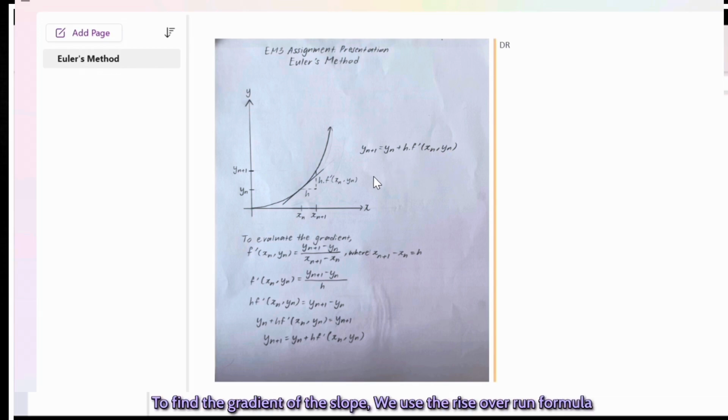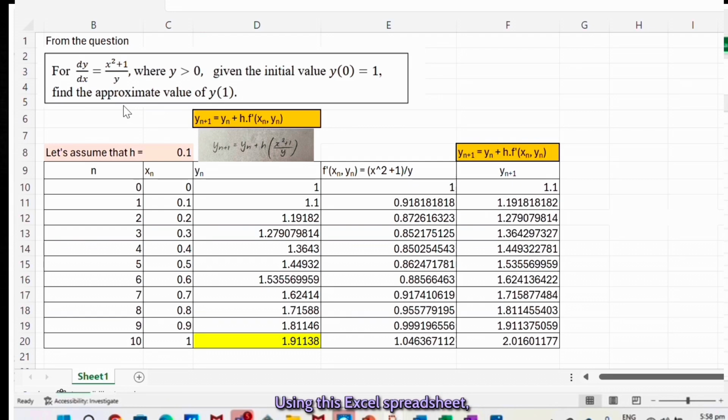To find the gradient of the slope, we use the rise over run formula. This is the rise, y0 plus 1 minus y0, and this is the run, x0 plus 1 minus x0. The run x0 plus 1 minus x0 is equal to the step size h. By rearranging, we get Euler's formula, which is y0 plus 1 equals y0 plus h times f of x0, y0. Using this Excel spreadsheet, let's solve this problem.